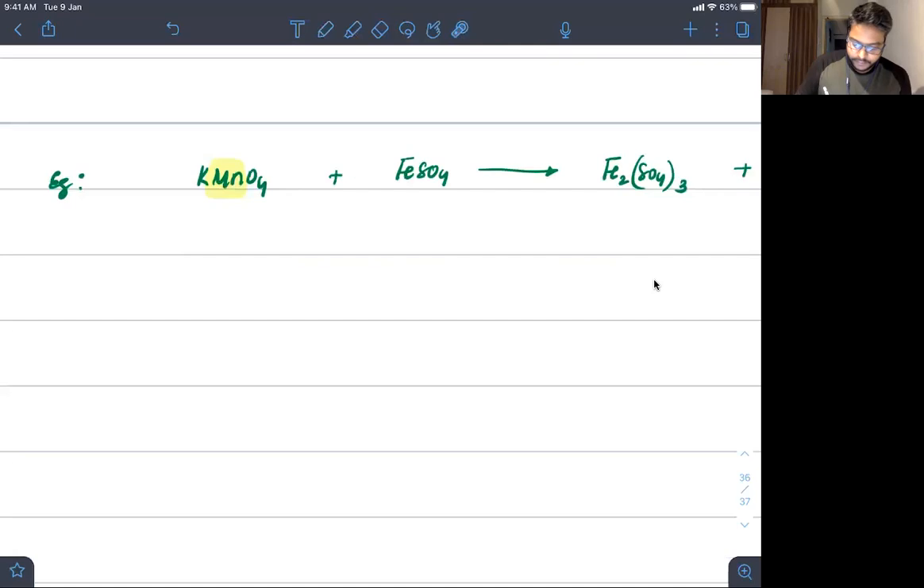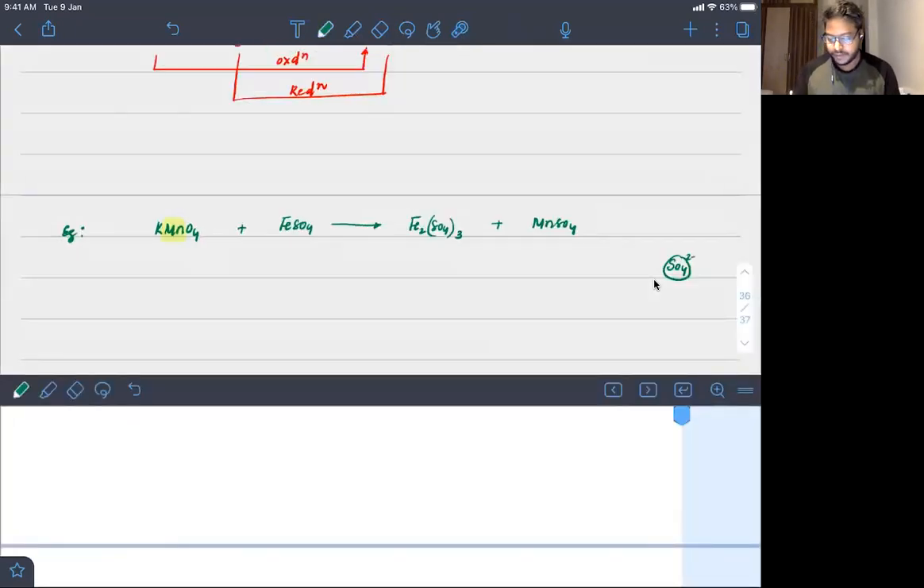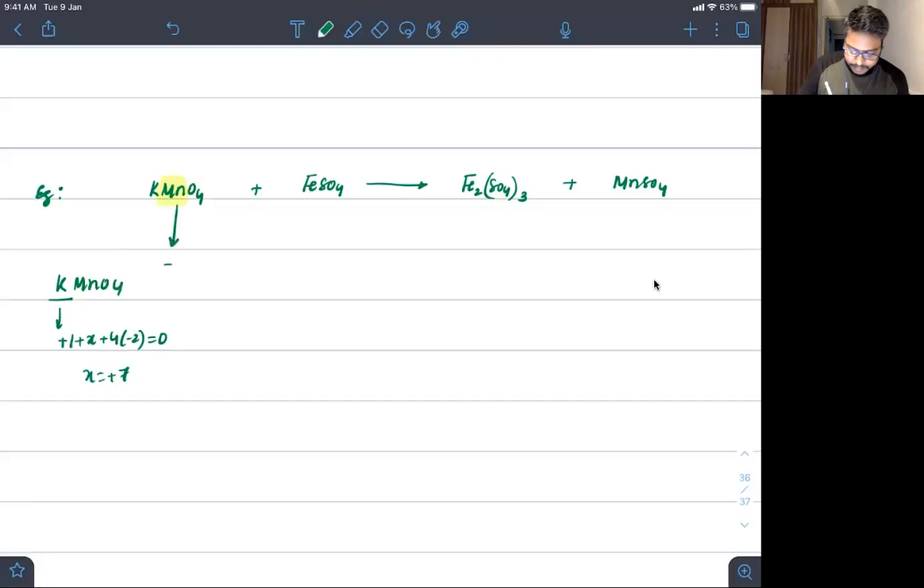Now, KMnO4 we already discussed last time. If you go back to the notes, you should easily find what is the charge on KMnO4. Potassium will be +1, manganese is x, 4 times oxygen is -2, equal to 0. So x is equal to +7. So oxidation state on manganese is +7 here. What is the oxidation state of manganese here?